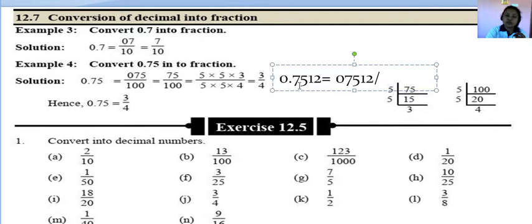Suppose there will be 0.7512. Then we can convert it by writing the same on the numerator part, and in the denominator part, what happens? This decimal will be converted as what? 1. Very good. This decimal will be converted as 1, and this 7 will be converted as 0, 5 as 0, 1 as 0, 2 as 0. Very good.